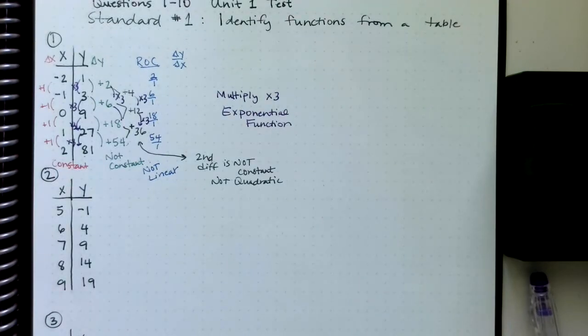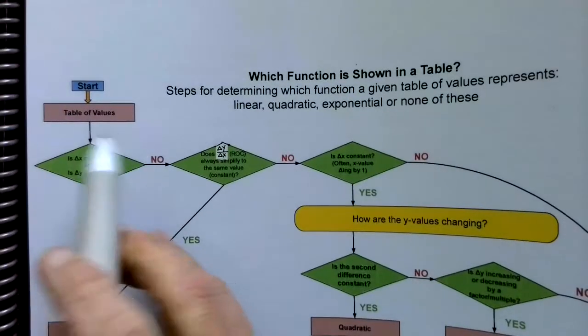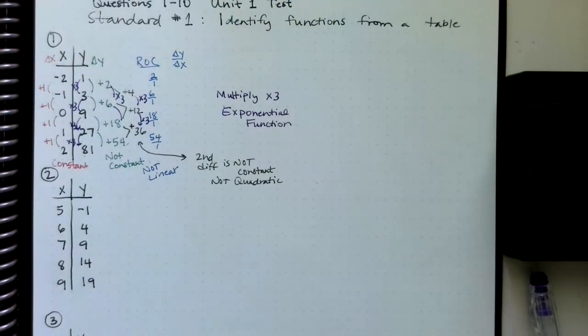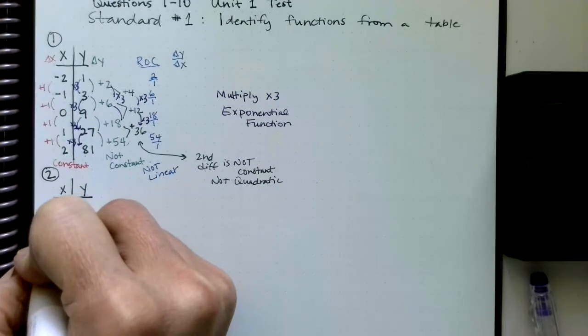Now let's take a look at this second example. Again, no matter what you're doing when you're trying to identify the table, you're always going to start at the start of the chart and then ask yourself, is the change in X and the change in Y constant? Are they both constant?